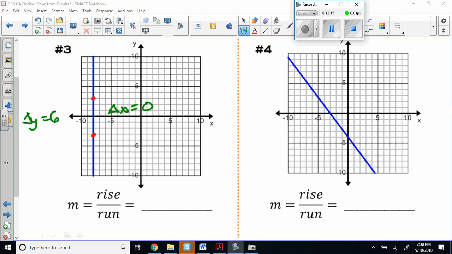Okay? So change in x. See, I'm not moving left or right, am I? I didn't move left or right. So my change is 0. So change in y over change in x, that is, for mine, 6 over what?